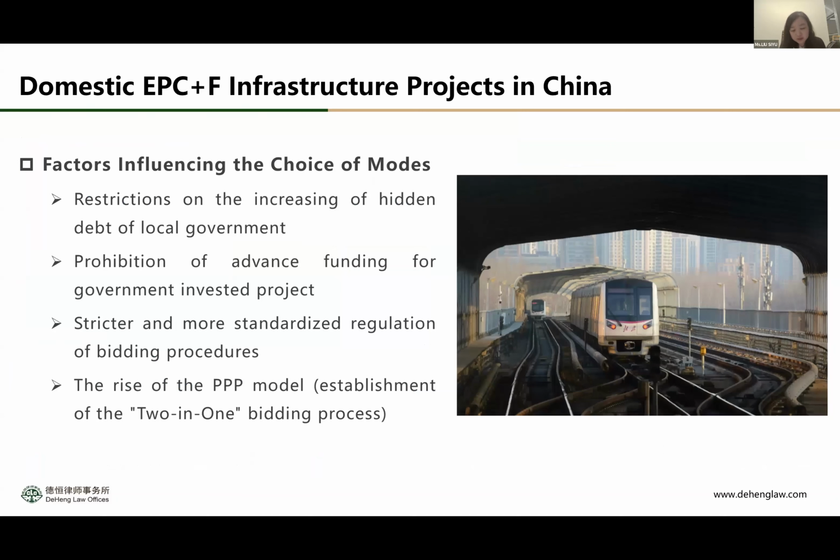So why nowadays do we see more and more PPP in China, maybe most of them being PPP projects? And why is this happening? I think first is the restrictions on the increasing hidden debt of local government. Because if you use a deferred payment or a BT mode, then the local government will have debts. So especially for a huge project like metro or other infrastructure projects, it will have a risk of increasing the debt of local government.